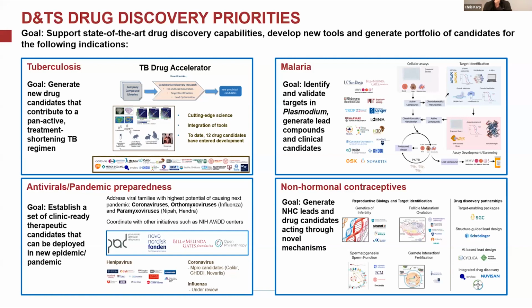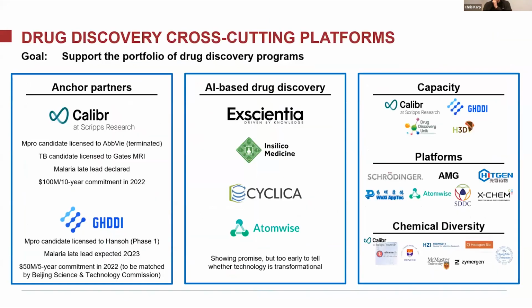Next slide. So there are 4 major initiatives, but underlying this, as I said, are a variety of cross-cutting platforms brought to bear. So a couple anchor partners, Calibr at Scripps. We set up the Global Health Drug Discovery Institute in Beijing, co-funded by the Beijing government and located at Tsinghua University. On the right, a variety of other biotechs, pharma and others bringing stuff to the party.